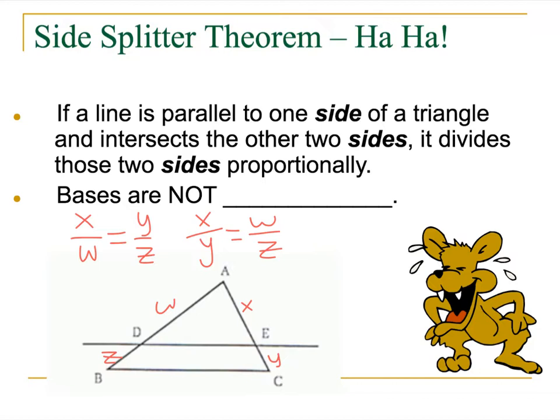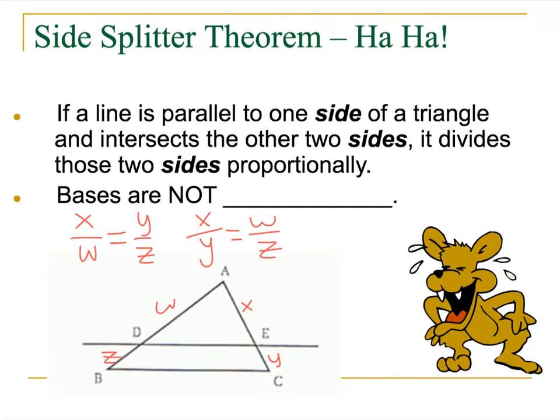You either go from left to right over left to right, or top to bottom over top to bottom. We just make sure that you're being consistent. Don't be like X over Y equals Z over W. That's no bueno. But we can't just use X over this guy equals Y over this guy. That does not work. That's what it's saying here.